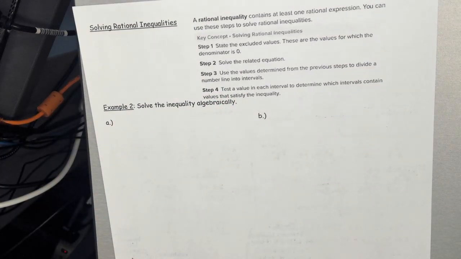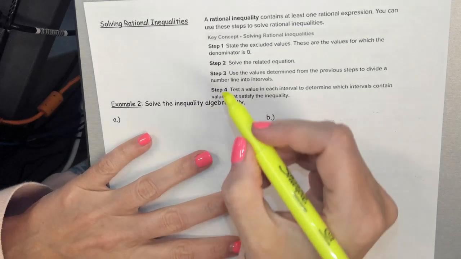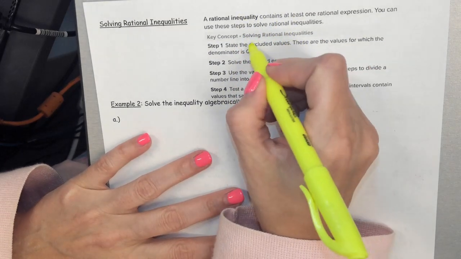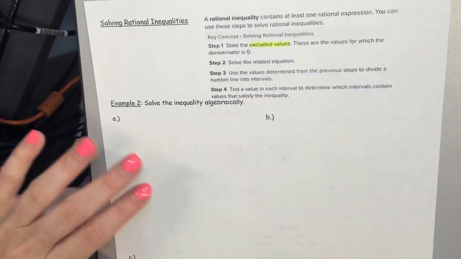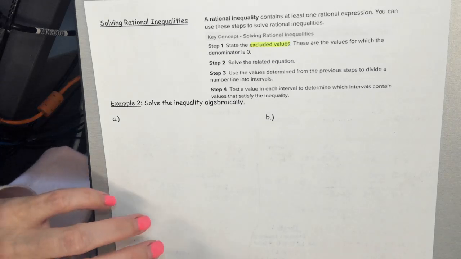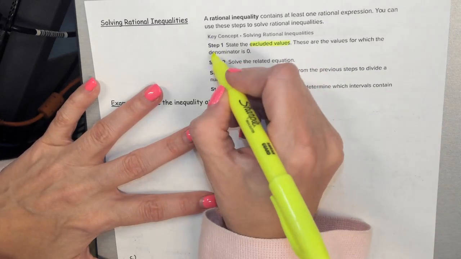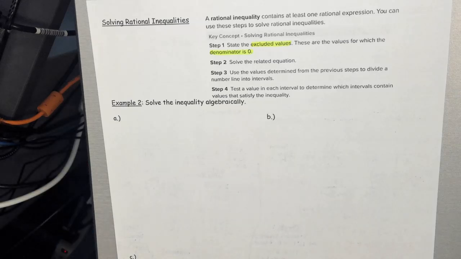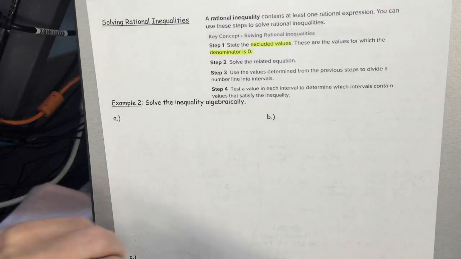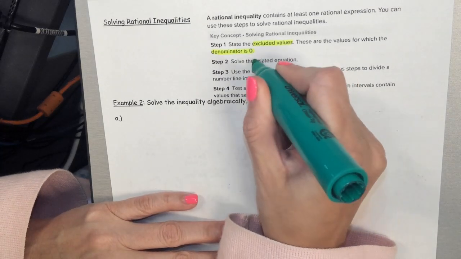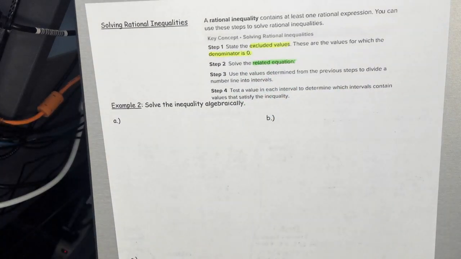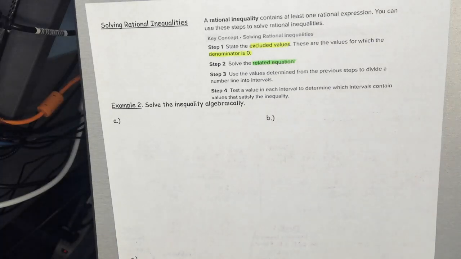I think they're helpful. So the first thing we're going to do is state the excluded values. That's the same thing that we were doing with the domain. Okay, so the values for which the denominator is going to be 0. Then you're going to solve the related equation. Okay, the related equation is what you get when you multiply both sides by the LCD.